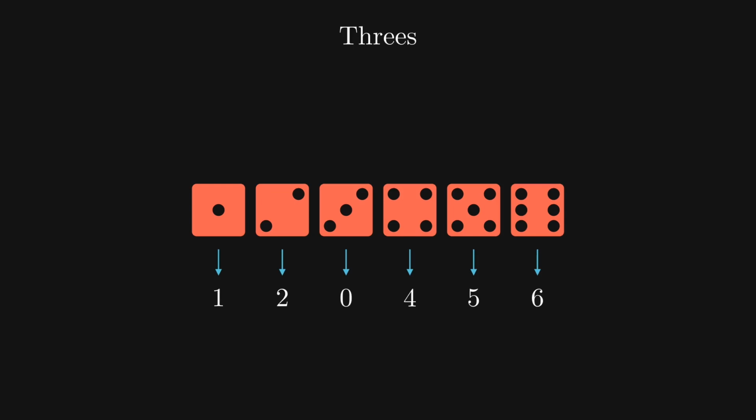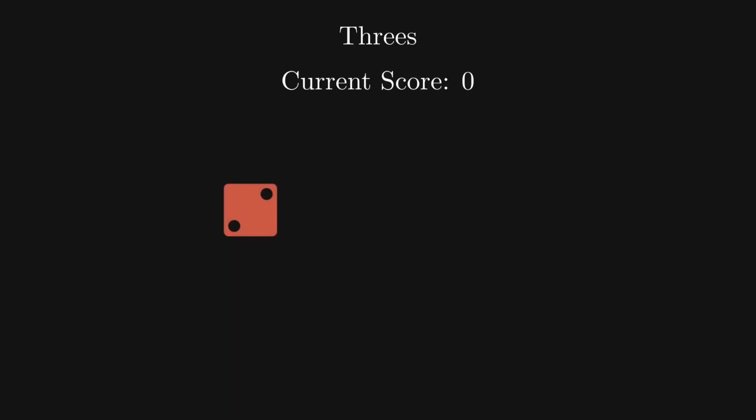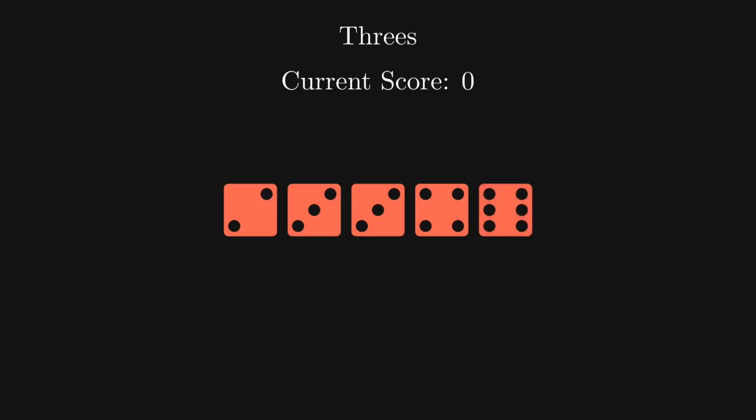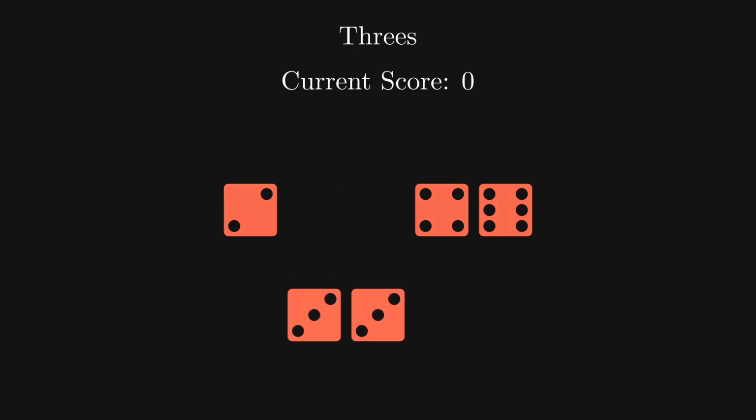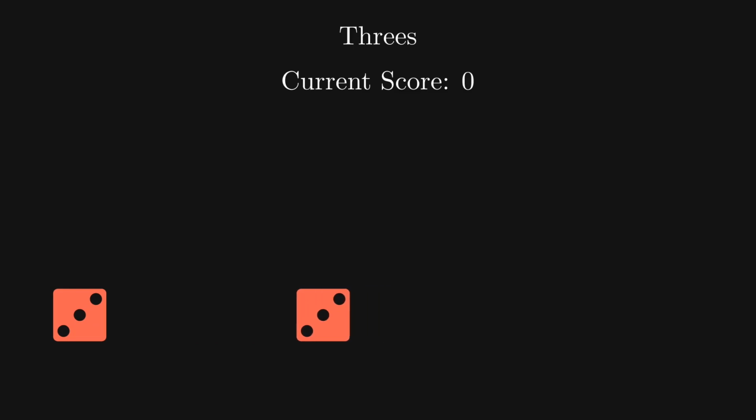On each roll, at least one die must be kept, and any dice that are kept are added to the player's sum. For example, a game might go like this. On the first roll, the player rolls 2, 3, 3, 4, and 6. The player decides to keep the threes, which count as zeros, so their score remains 0.